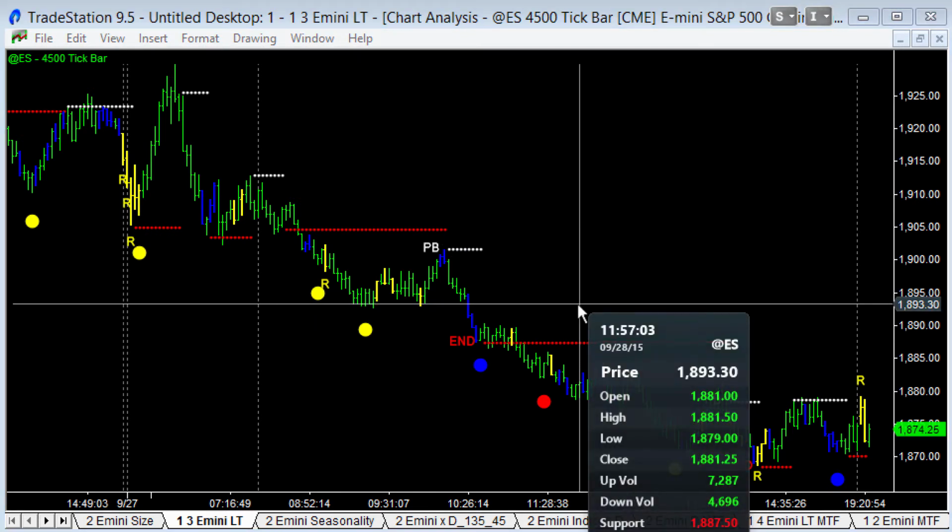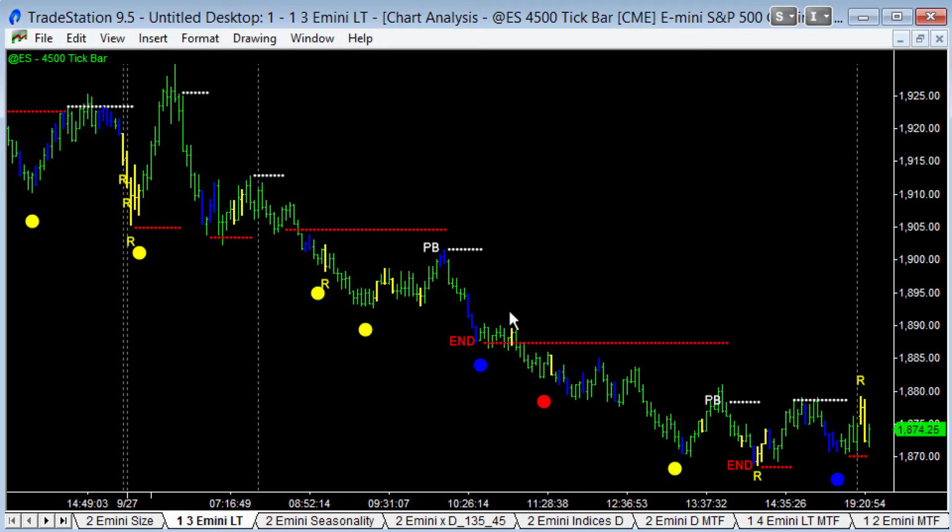We then break down through the 1893-95 level here. This is falling through the ice, as that is a previous support. They got short here.